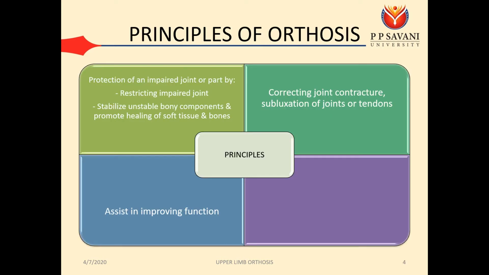Principles of orthosis: protection of an impaired joint or part by restricting the impaired joint, that is statically limiting the joint motion. Second, stabilize the unstable bony component and promote healing of soft tissues and bones as done for the fractures. Even POP can be considered as one of the orthoses. Second, correcting joint contracture, subluxation of joint or tendons, that is supporting the part, and assist in improving the function. So that is a dynamic orthosis function.